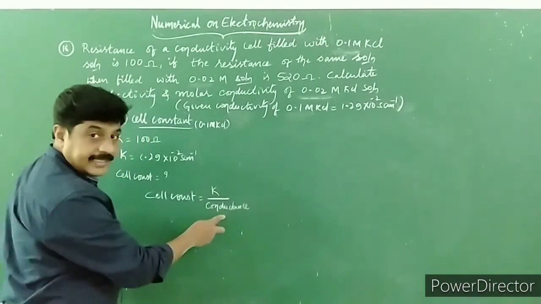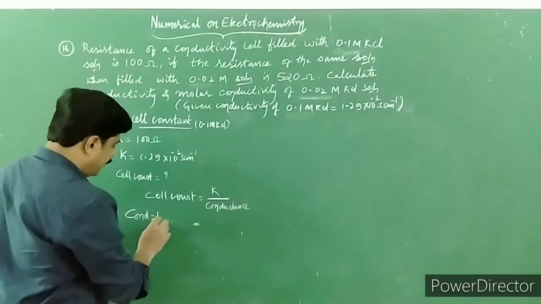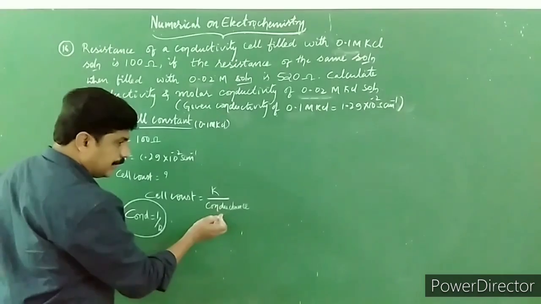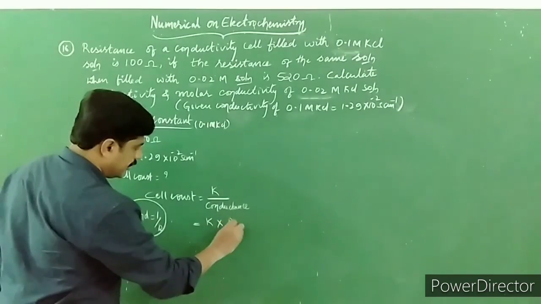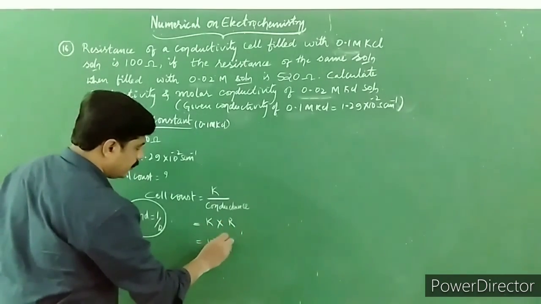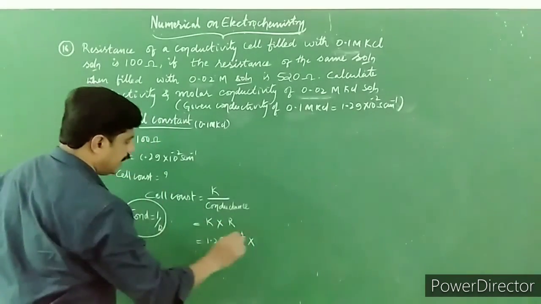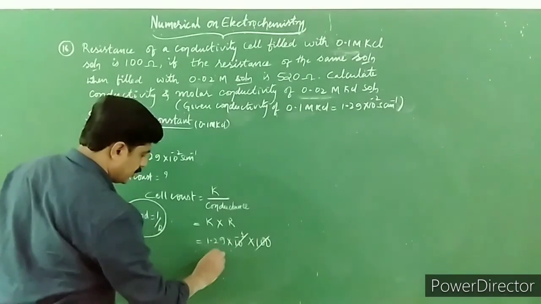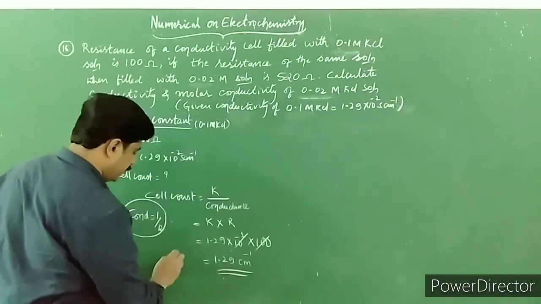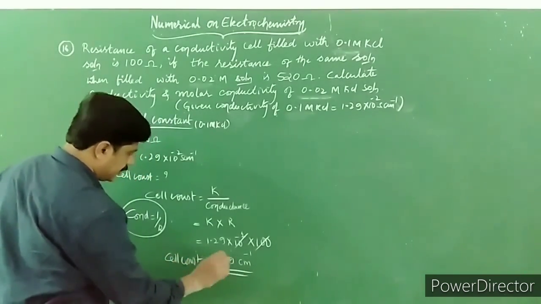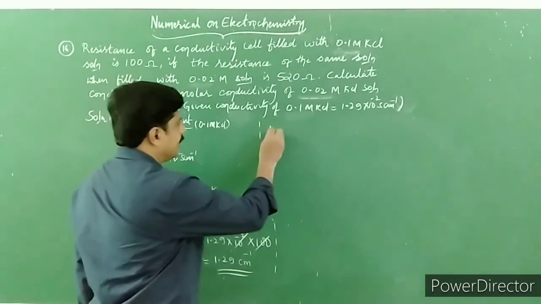Now what do I do? Conductance is nothing but inverse of resistance, is it not? Now what do I do? 1 by R, R will go to numerator. The cell constant is equal to K into R, resistance. K is how much here? 1.29 into 10 to the power of minus 2 into resistance is equal to how much here? 100. So I'll cancel these two. That's equal to 1.29 per centimeter, which is equal to cell constant.